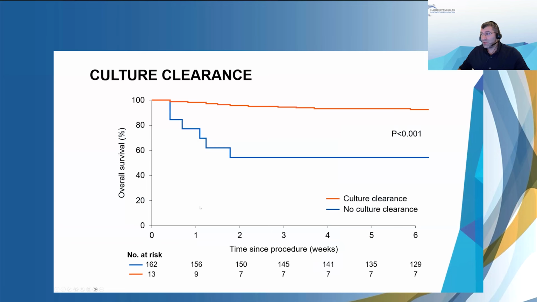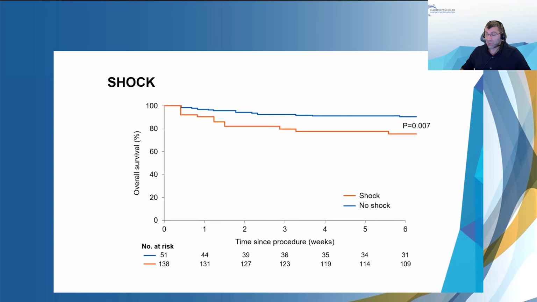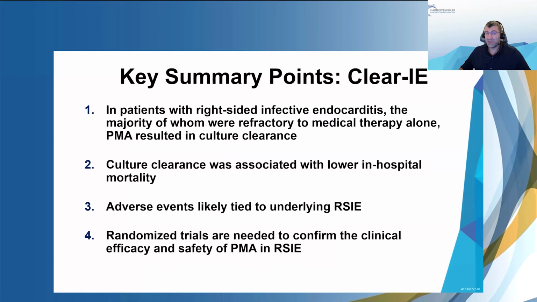So in patients who achieved culture clearance, you can see here there was an associated mortality benefit compared to those who did not. Now, again, these patients had persistent infective endocarditis, so really, aspiration was the difference, or perhaps made the difference, or was the salvage. And finally, patients who presented with shock had worse mortality at the 6-week follow-up compared to those that did not. So really, the key points were patients with right-sided infective endocarditis, the majority of whom were refractory to medical therapy, percutaneous mechanical aspiration resulted in culture clearance, and culture clearance was associated with lower in-hospital mortality.